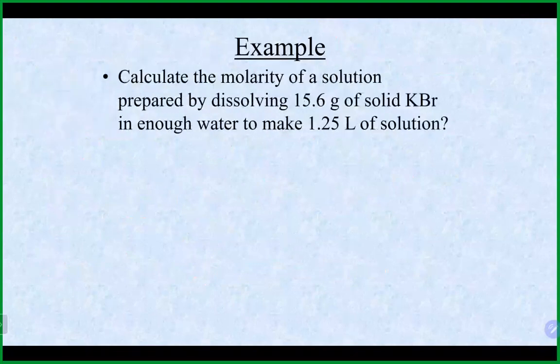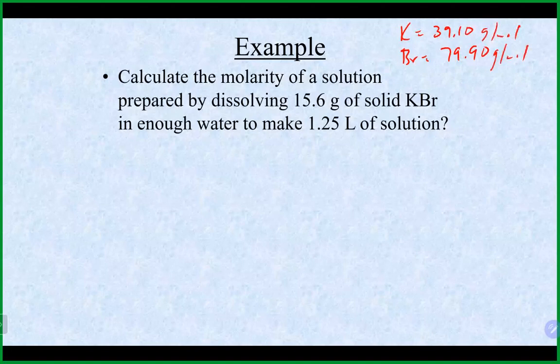Calculate the molarity of a solution that's prepared by dissolving 15.6 grams of solid potassium bromide in enough water to make 1.25 liters of solution. Potassium is, I think, 39.10, and bromine is 79.90, I think, from the periodic table. All right, see what you come up with here. Calculate the molarity of this solution.